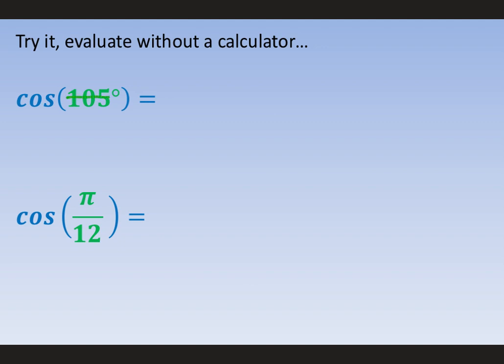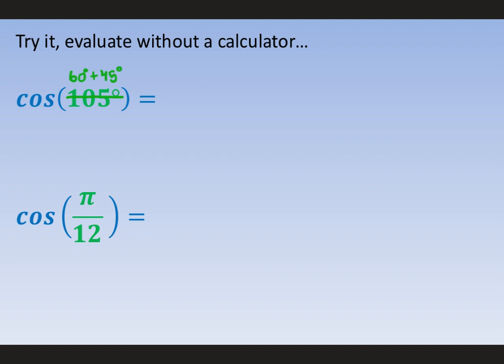We'll go ahead and rewrite 105 degrees. We're going to use two angles that we do know, that we can evaluate, that add up to 105 or subtract to make 105. So I'll just do the easy, hopefully ones that come first to your mind. 60 degrees plus 45 degrees is probably your best bet, starting right off the bat. So this is now cosine of 60 plus 45.